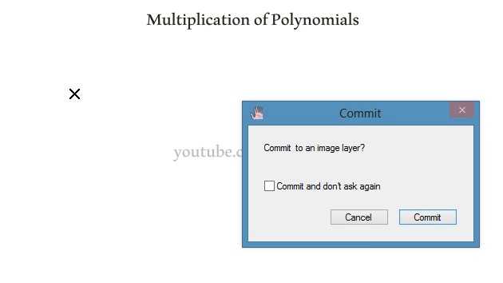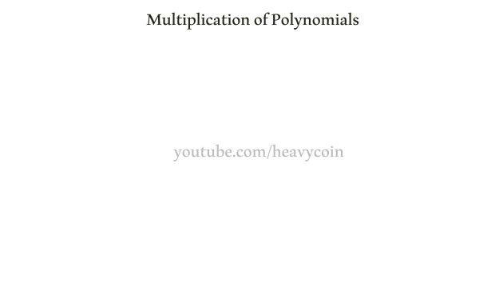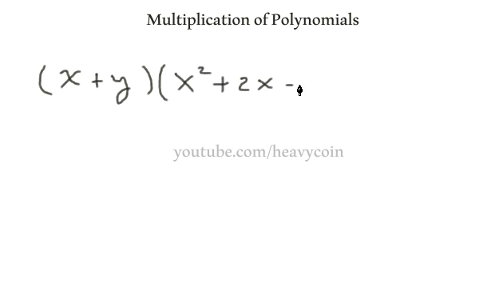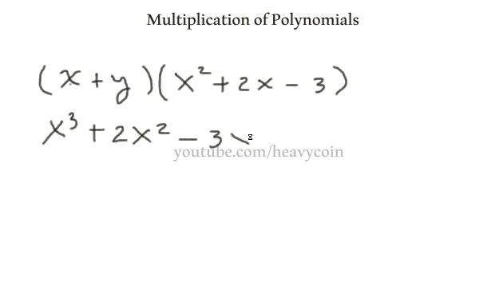So let's look at something similar. I have x plus y, and I'm going to multiply that by x squared plus 2x, let's say minus 3. So x times x squared is x cubed. X times 2x is 2x squared, and x times this minus 3 here is going to be minus 3x.